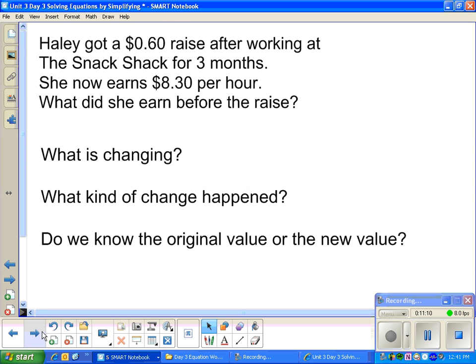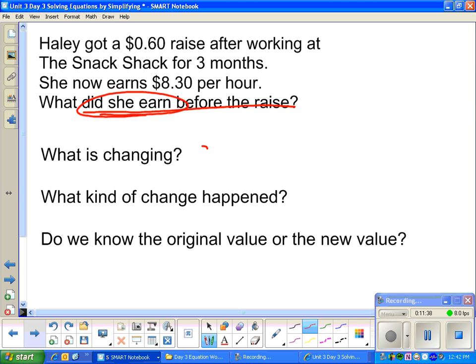Haley got a 60-cent raise after working at the Snack Shack for 3 months. She now earns $8.30 per hour. What did she earn before the raise? Okay, so what am I trying to figure out here? I'm trying to figure out what she earned before the raise. Because what she earned, that's what's changing. So that's my variable there.